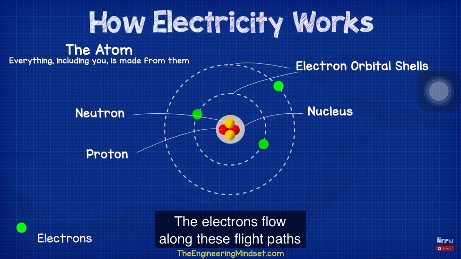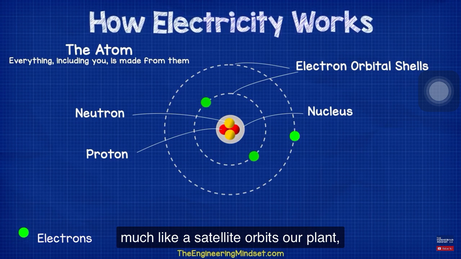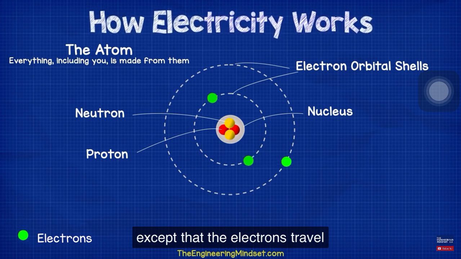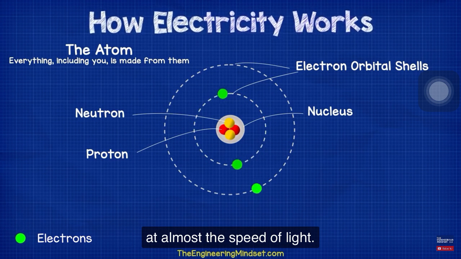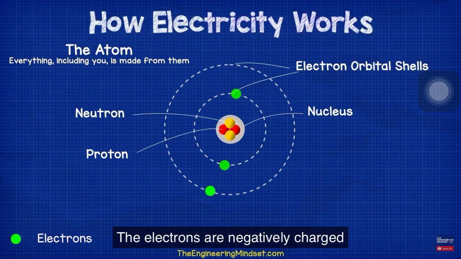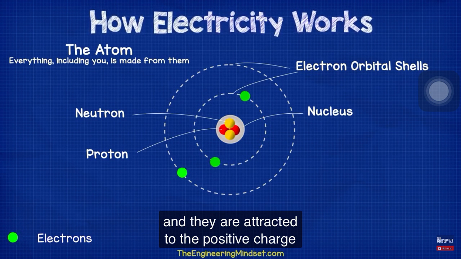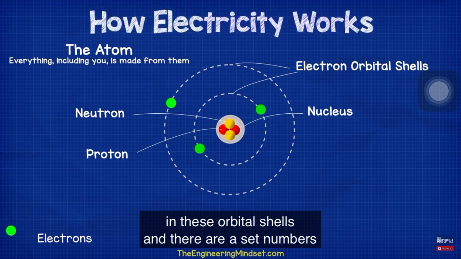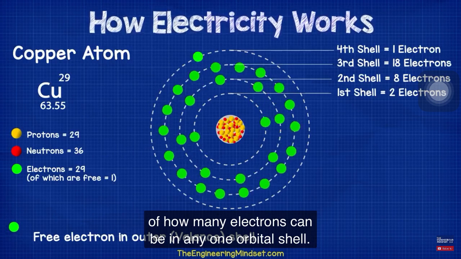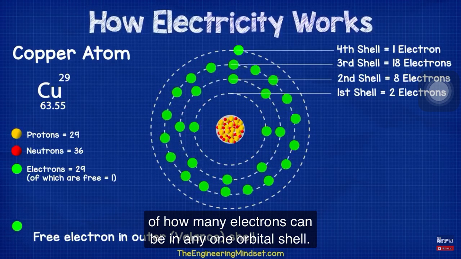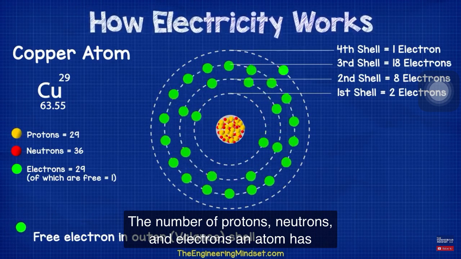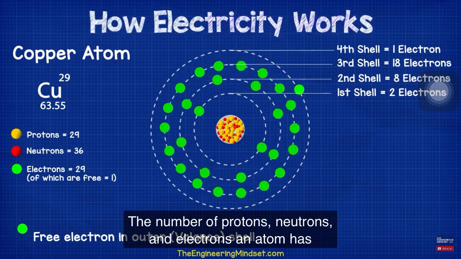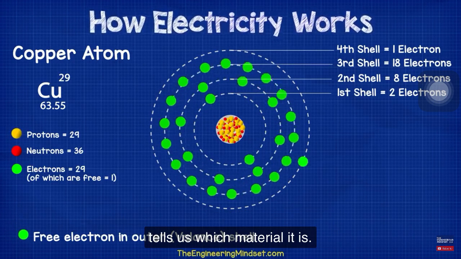The electrons flow along these flight paths, much like a satellite orbits our planet, except that the electrons travel at almost the speed of light. The electrons are negatively charged, and they are attracted to the positive charge of the protons. The electrons orbit around the nucleus in these orbital shells, and there are a set number of how many electrons can be in any one orbital shell. The number of protons, neutrons, and electrons an atom has tells us which material it is.